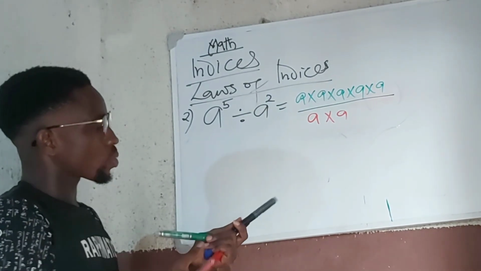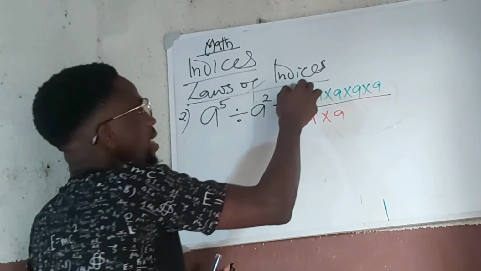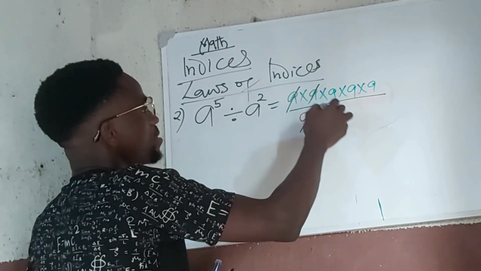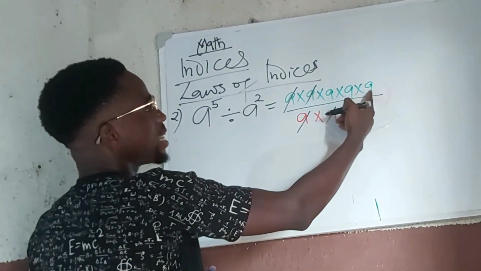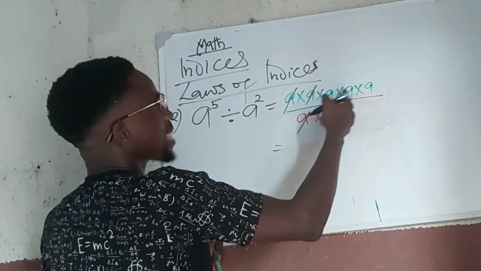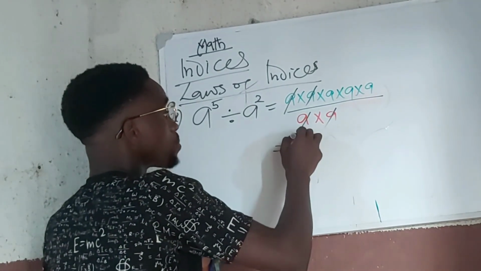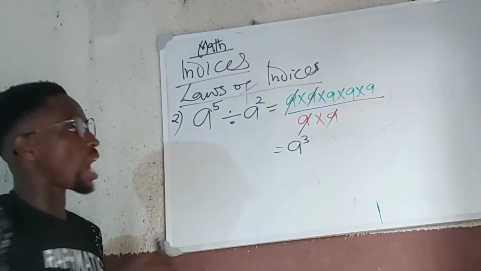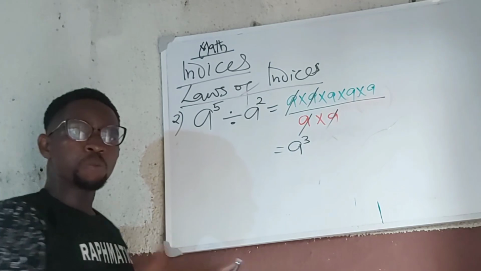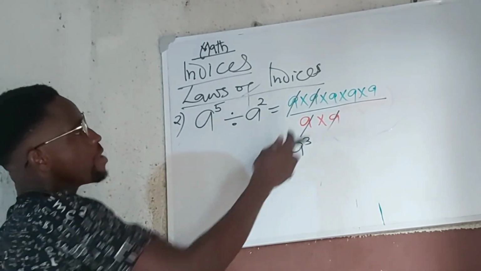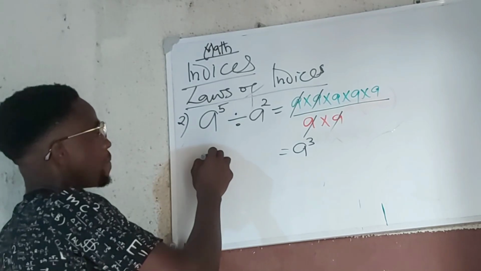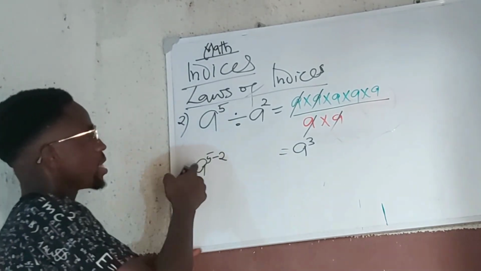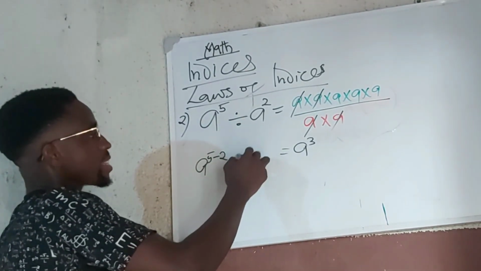And then what will I do? I'll cancel. A can divide a for a, and at the end of the day, I'm left with just a times a times a, which is a to power 3, right? So I'll be left with a to power 3. So it means that without doing this, I will see that a to power 5 minus 2 is the same as a to power 3.